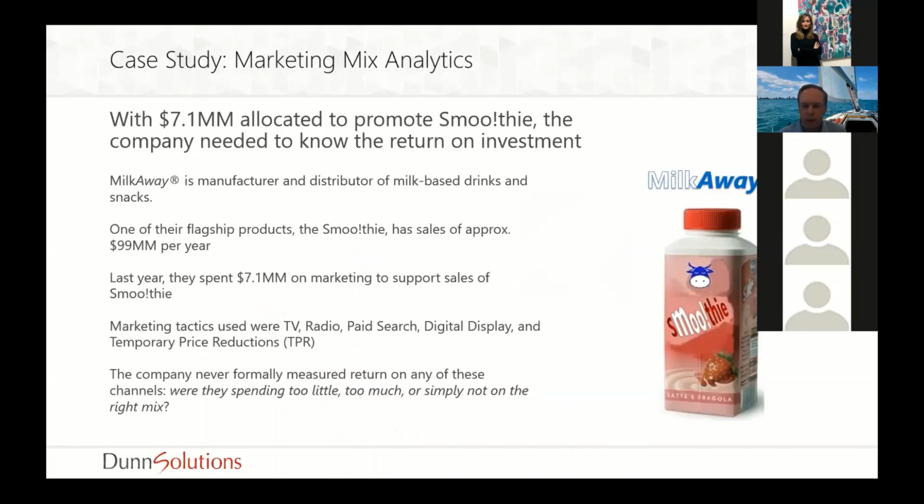So this is a case study. We changed some of the names to protect the innocent, but this particular company spends about $7 million a year on different advertising strategies. They have about $100 million in sales, and a bunch of different tactics they use: TV, radio, paid search, etc. They never really formally measured the ROI on all these channels, so they didn't know if they were spending too little, too much, or maybe not even the right mix. They basically just made a guess as to how much money they were going to spend in each channel, and then maybe tweaked it every year, but without doing any real analysis.